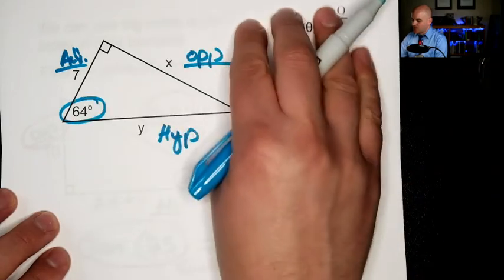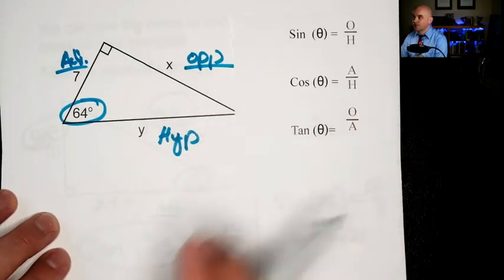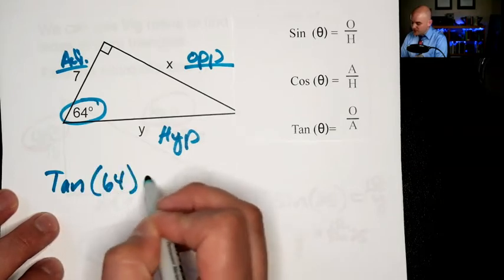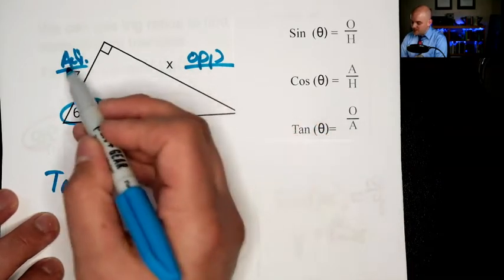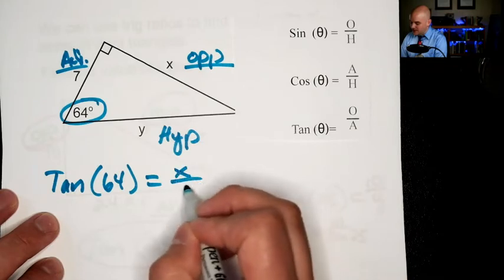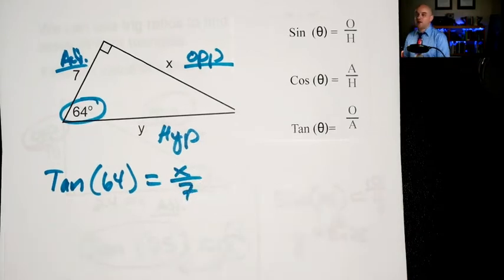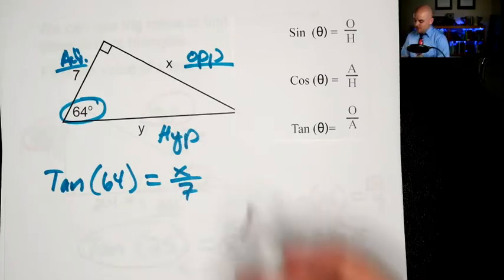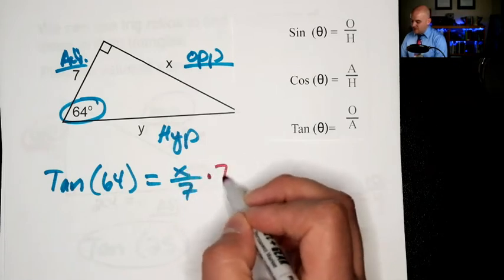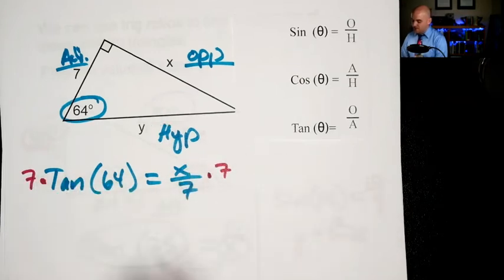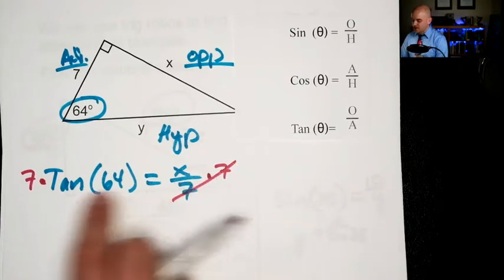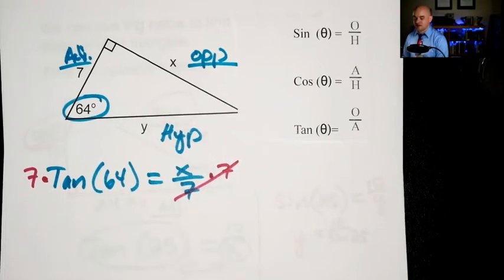Once again, we're going to use our tangent function here. So I'm going to say the tangent of my angle is equal to the opposite over the adjacent, or x over 7. Now in this case, I'm not going to use the switching property because the variable is not in the denominator. I'm simply going to look at this and say, I need to get x by itself, so multiply both sides by 7. When I multiply both sides by 7, these cancel, and I get x equals 7 times the tan of 64.